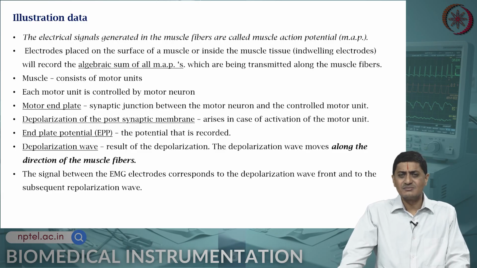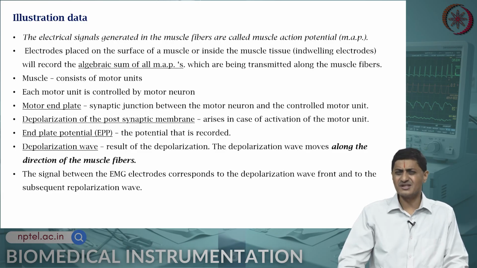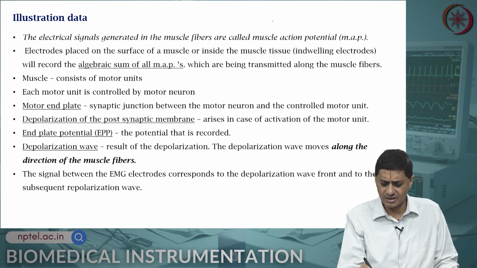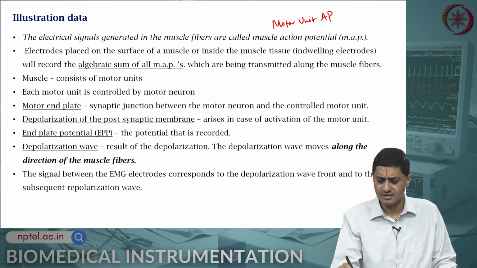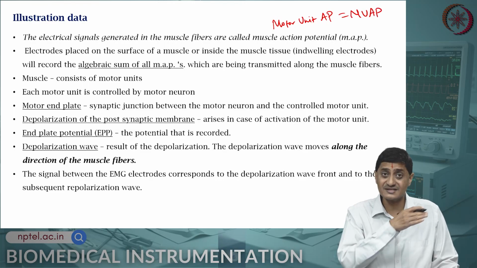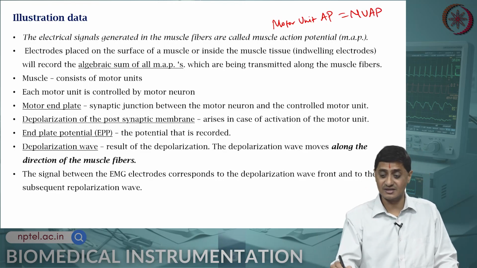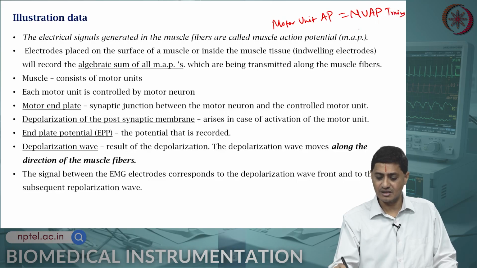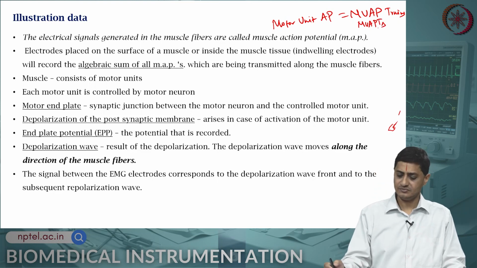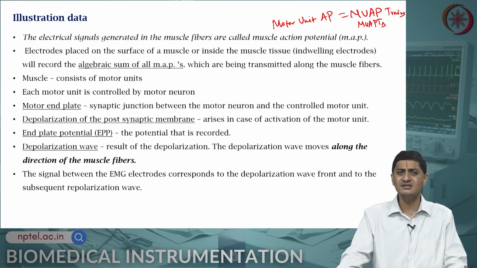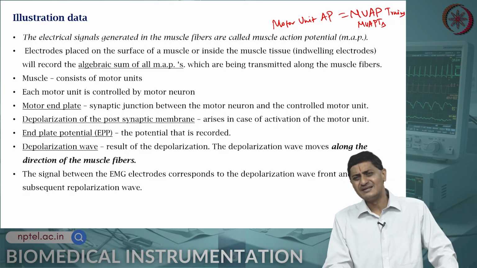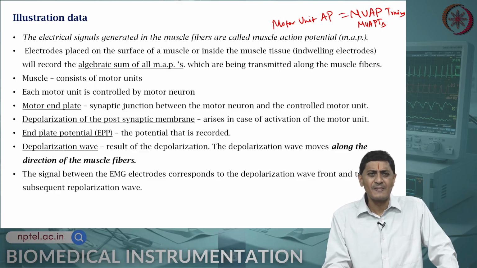So, what are these? Electrical signals that are generated in the muscles are called muscle action potentials, and more specifically those that are generated in individual motor units are called motor unit action potentials or MUAPs. These also travel along the muscles, which is why they are called MUAP trains. These are the motor unit action potential trains. These electrodes are usually placed on the surface of the muscle, or in case of indwelling or needle electrodes, sometimes inside the muscle tissue.